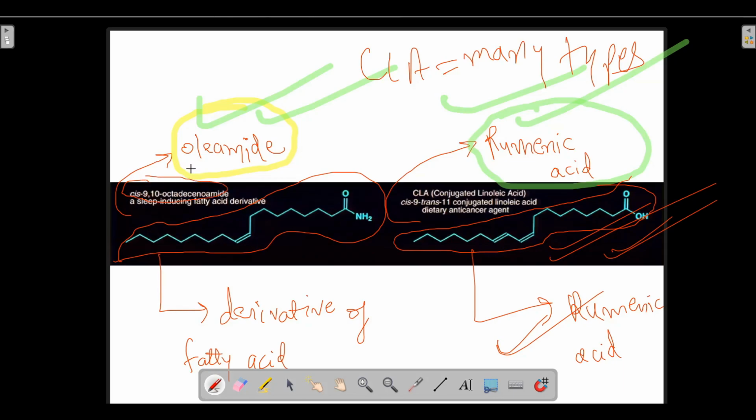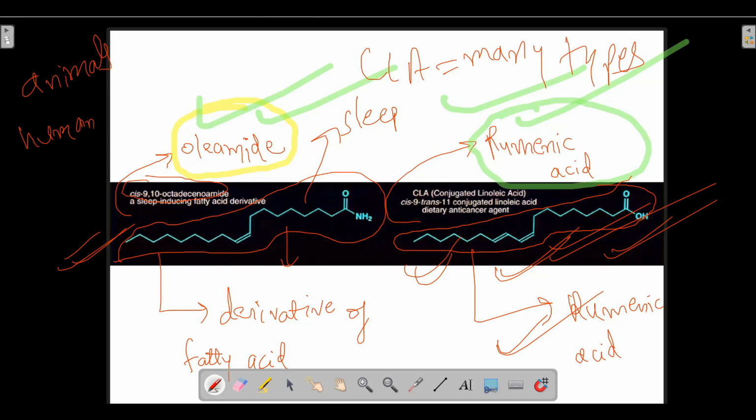And this compound is called luminic acid. It is a dietary anti-cancer agent, an anti-cancer agent which is present in food. And this oleamide is a fatty acid derivative, and it induces sleep. It induces sleep in animals and also in humans.